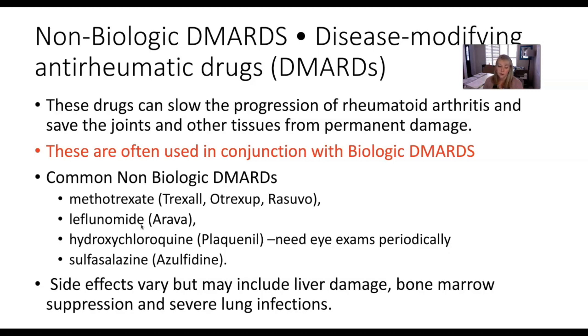Side effects can vary, but you're always going to monitor your liver, your kidneys, a CBC, and severe lung infections. So we'll go to the biologics in a minute, but that's when you have to get TB testing prior to starting that, because it changes your immune system around. The only thing with Plaquenil, they should have eye exams periodically and before, because it can cause retinopathy. We see most people start on methotrexate.